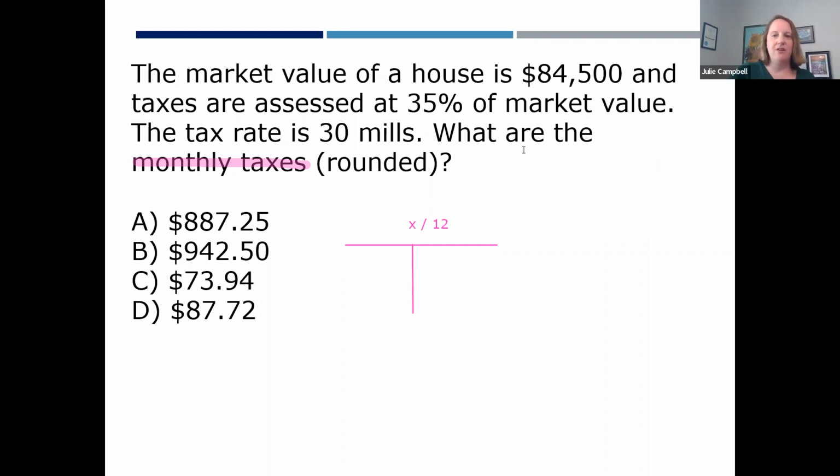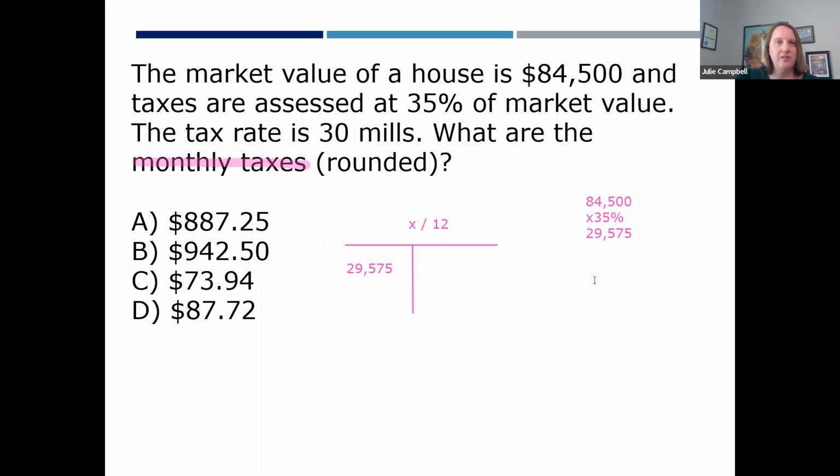So I have a market value of a house, 84,500. My assessed value is 35% of market value. So I have an assessed value of $29,575. Everybody good with where I got the 29,575? The word of tells me to multiply. What's my assessed value? It's 35% of market value.